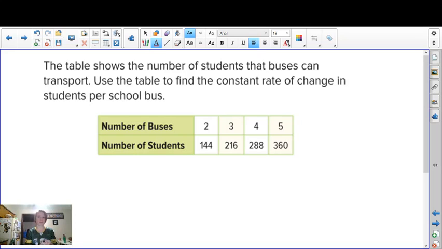All right, the table shows the number of students that buses can transport. Use the table to find the constant rate of change in the students per school bus. Pause video, give me an answer, see what you get.